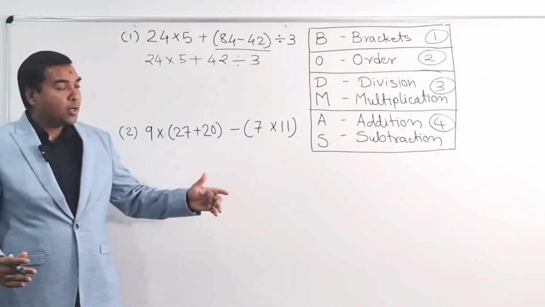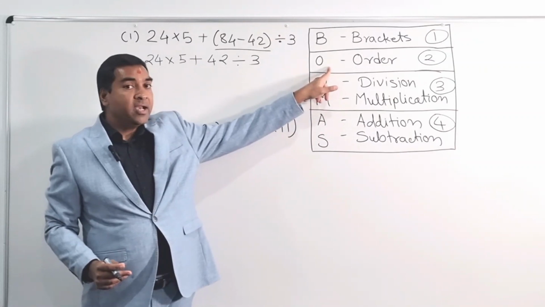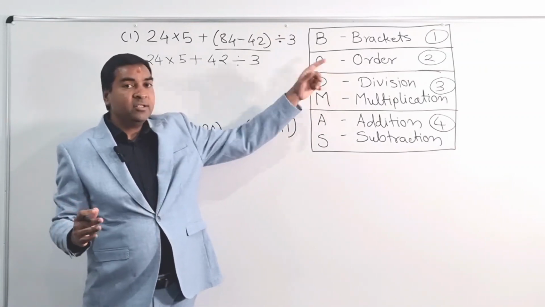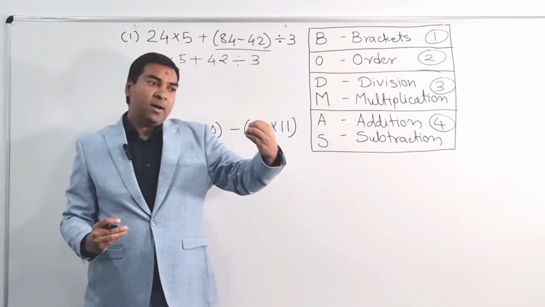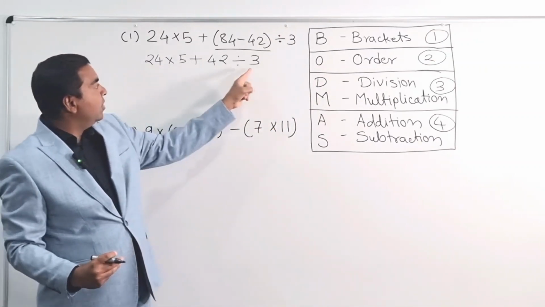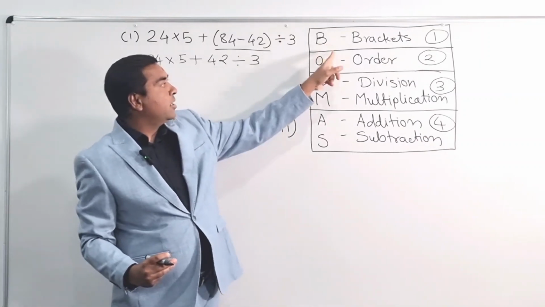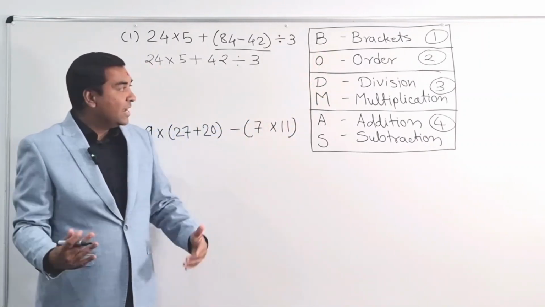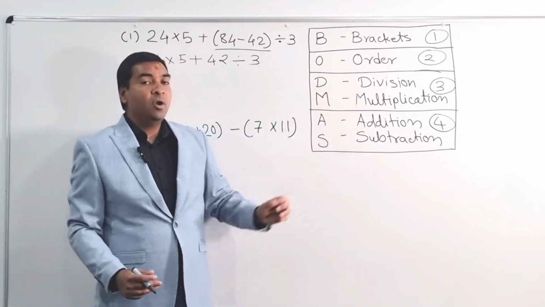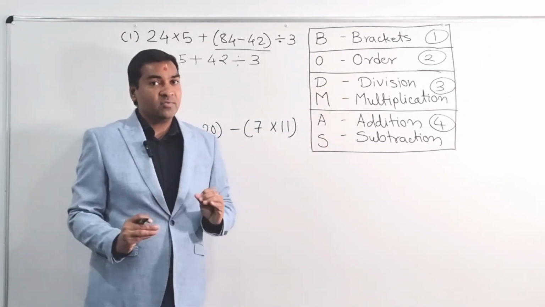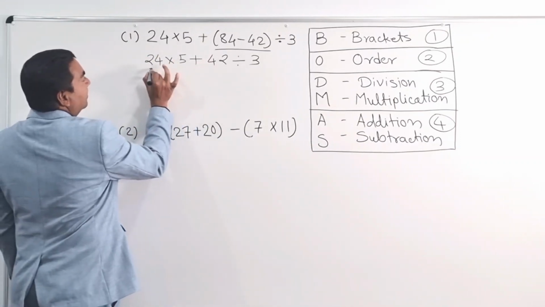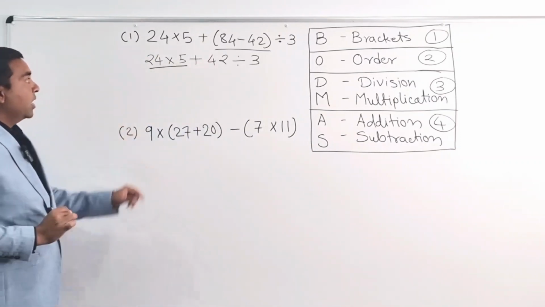So my second priority is order. Guys, order is not the order of operation, but order is the power, like 2 power 2, 3 power 4, like that. So we can see there is no power involved in that. So my bracket and order both are done. So my next priority, number 3, is division and multiplication, whichever comes first from left to right. So let's check it out. Oh yes, I can see there is a multiplication here.